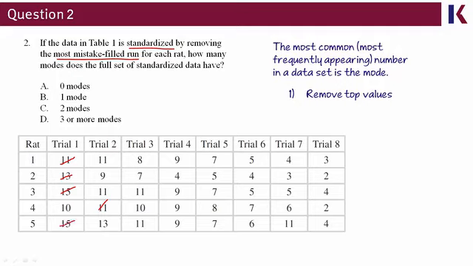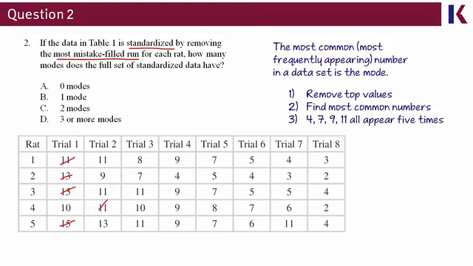Then, and this does take a little bit of careful attention to detail, you need to find the most common numbers. And if you were able to count carefully, you probably found that 4, 7, 9, and 11 all appear exactly 5 times in the data that's left. And no other numbers appear more often than that. That means that this data set actually has 4 modes, and that's fine. A data set can have multiple modes, but it means the answer is D, that the data set that's left has 3 or more modes.